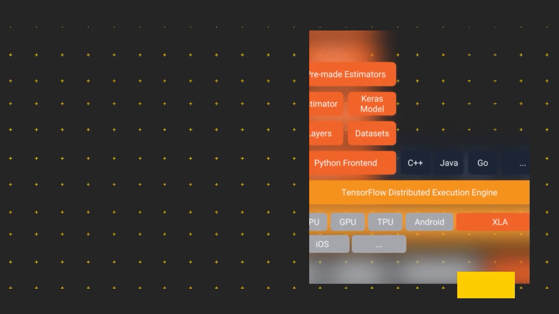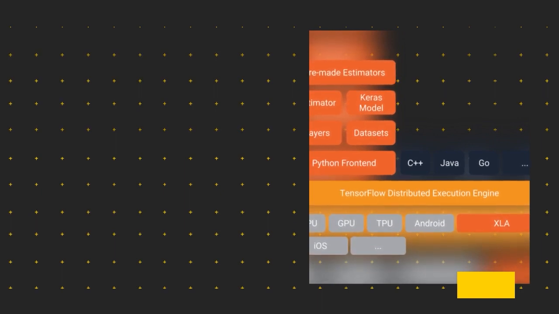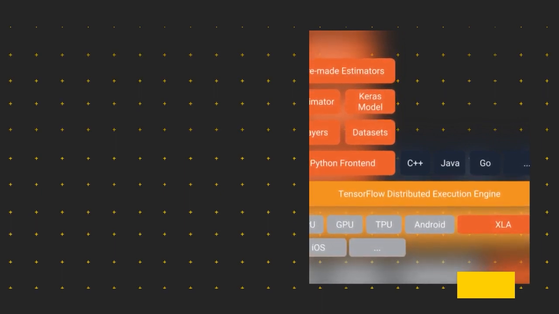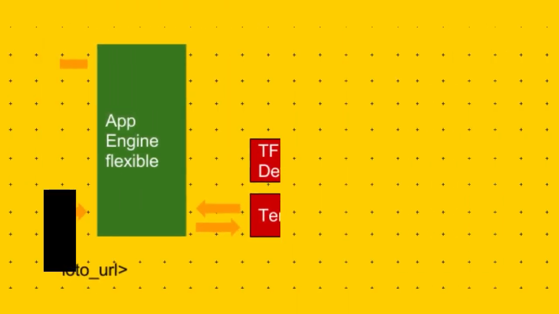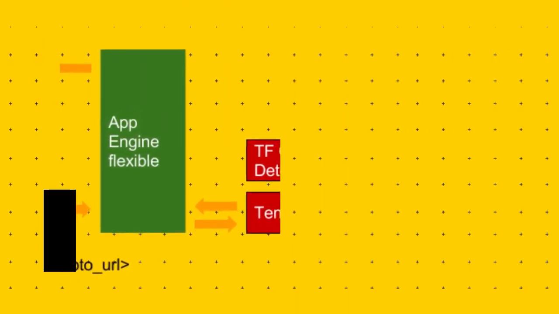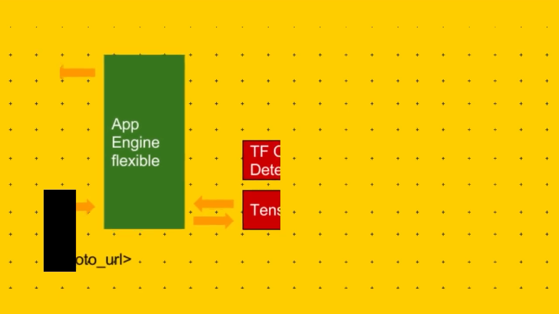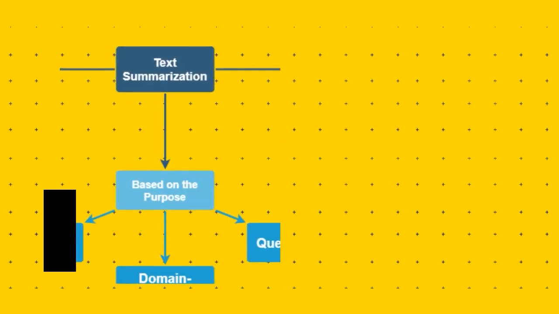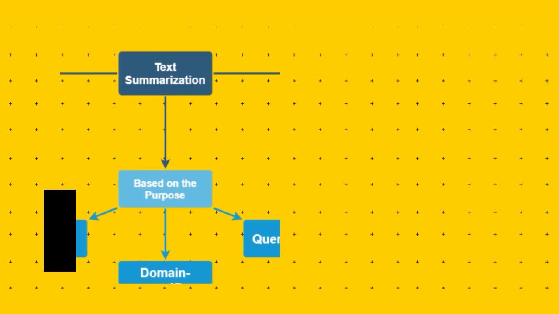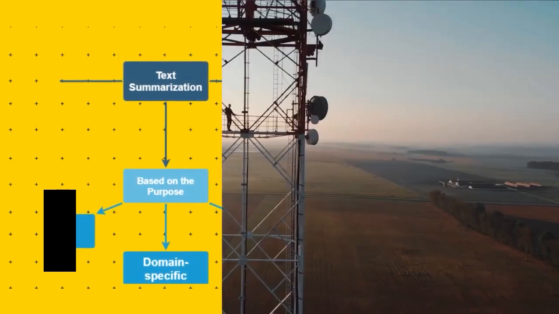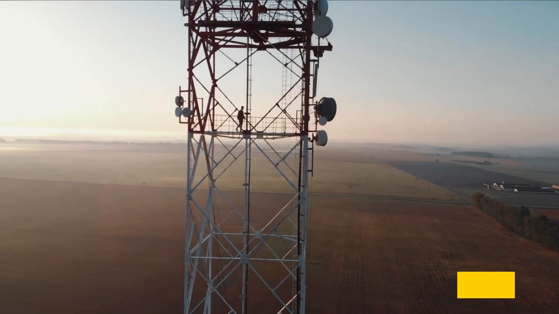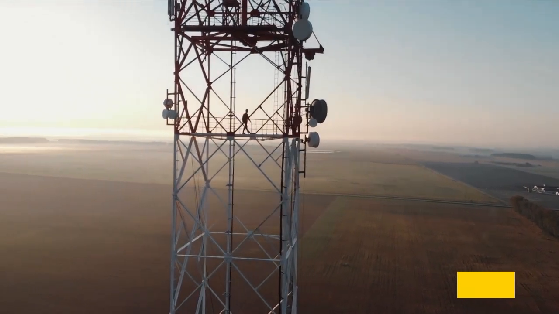Here are a few ways that you can use TensorFlow for NLP. Text classification. You can use TensorFlow to train a model to classify text into different categories. For example, you could build a model to classify news articles by topic, or classify customer reviews as positive or negative. Sequence labeling. You can use TensorFlow to build models that label the elements of a sequence, such as named entity recognition or part of speech tagging.